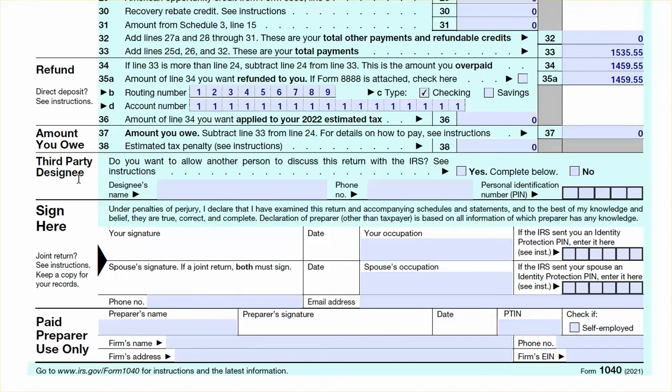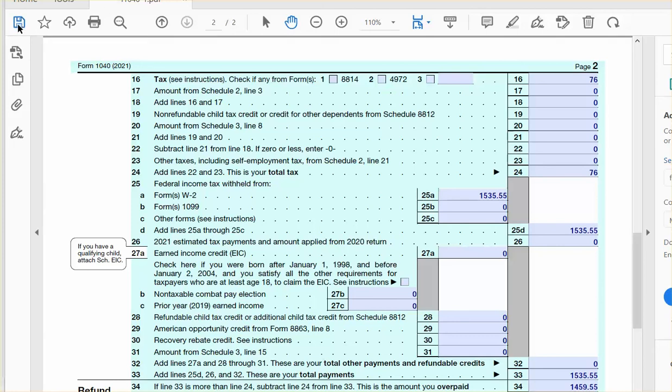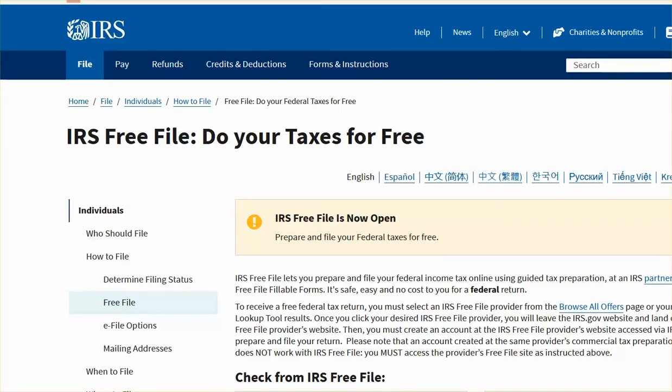You can designate someone else to talk to the IRS about your tax return. We'll probably just put no. And then you sign it. If you paid an accountant to help you with your taxes, they would fill out this bottom portion. For this assignment, make sure you save a copy. If you're actually filing your taxes, you'd want to print them off. So you should always save a copy of your taxes.